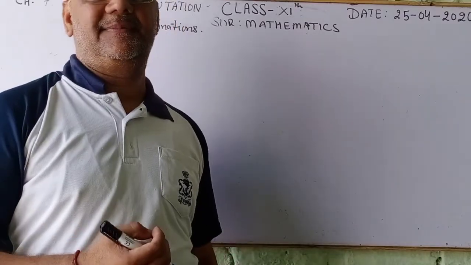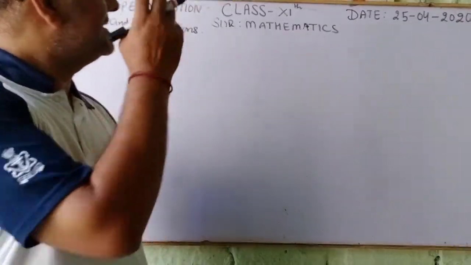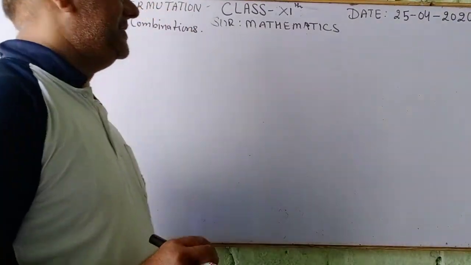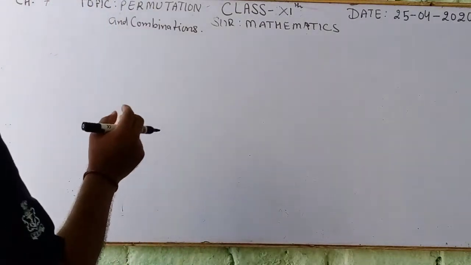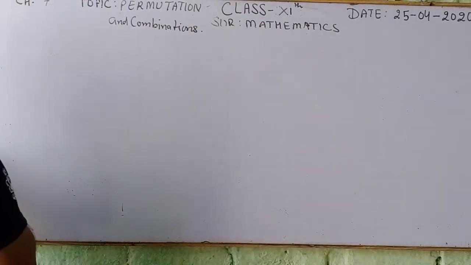This is lesson number 7 of class 11. So let us start permutation. We will write down some definitions. First, factorial notation.